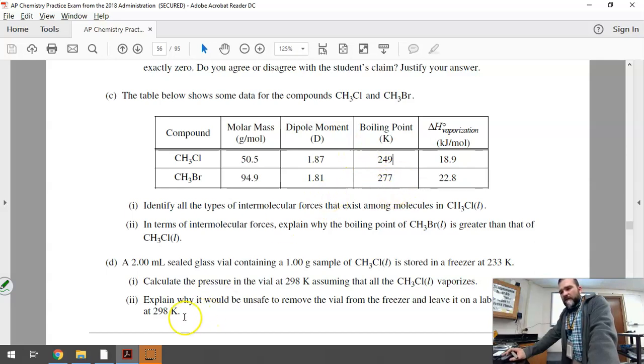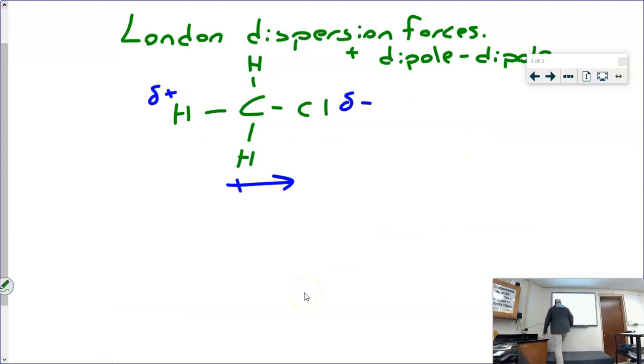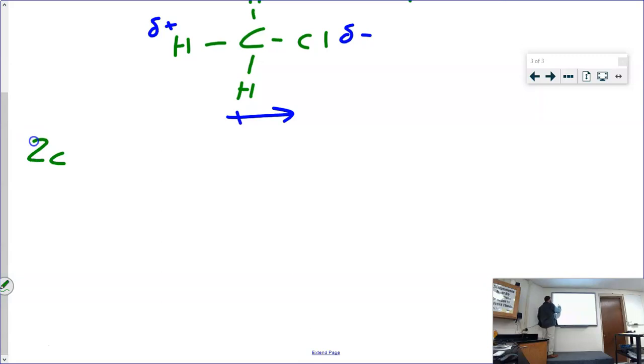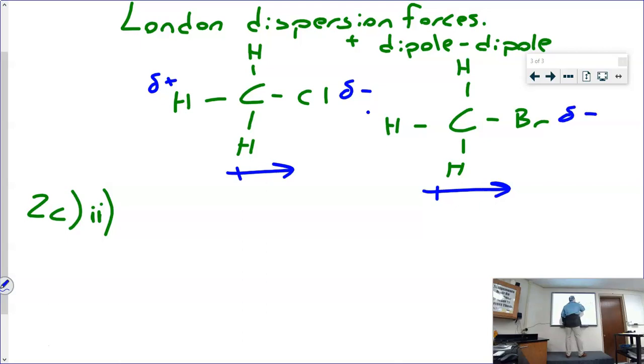And what we can think about is the polarity of these molecules is going to be really similar. Okay? If I were to draw out the other molecule right next to it, I have carbon in the middle, hydrogen, hydrogen, hydrogen, and bromine. Okay, extremely similar, same exact structure. This would be your partial negative. This would be your partial positive. And the difference is the chlorine and the bromine. That's it. So why does this one have stronger intermolecular forces?